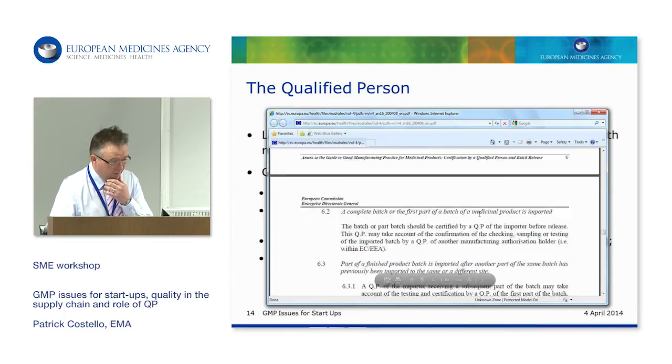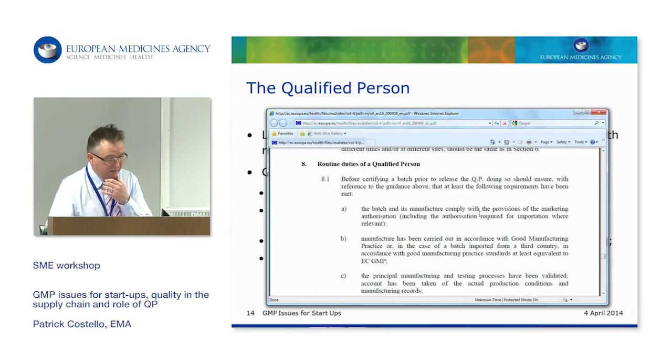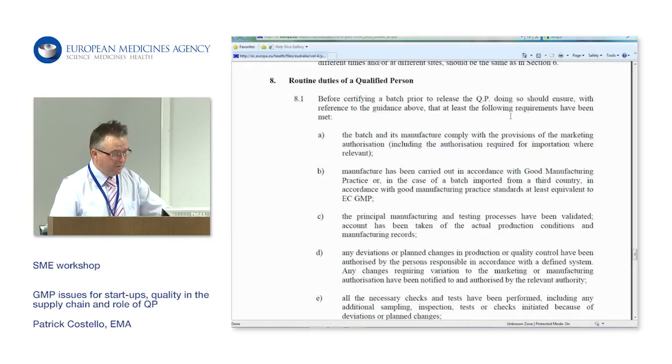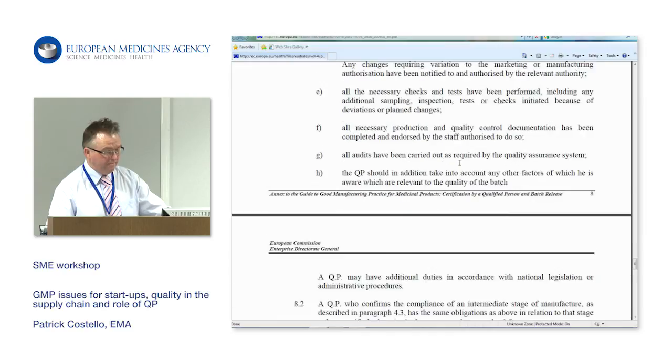I'm not going to go through them, but I just want to show you how clearly they are defined. And sometimes on inspection, these are very heavily focused on, and the QP duties are extensively reviewed.